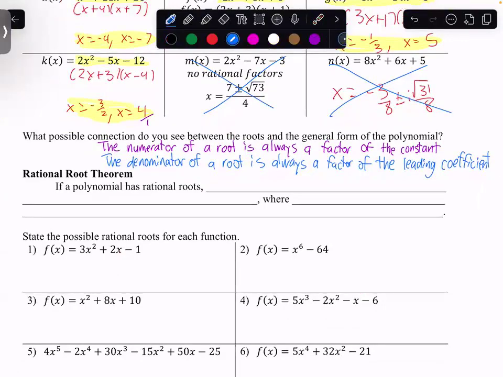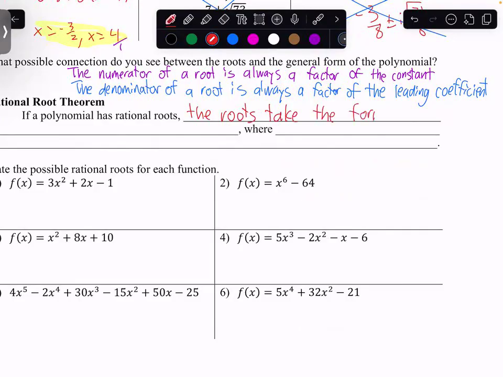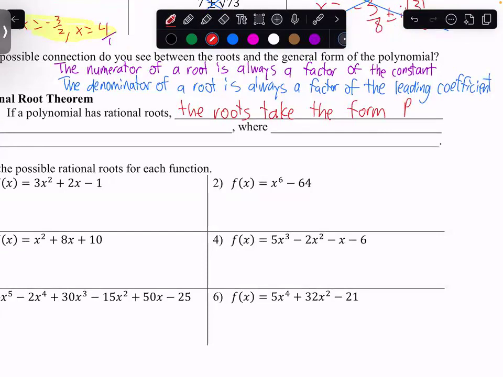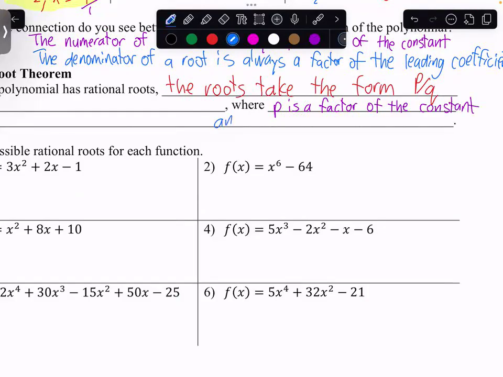All right, so let's go ahead and write the formal text of what's called the rational root theorem. If a polynomial has rational roots, the roots will take the form of the fraction p over q, where p, which again is the numerator, is a factor of the constant. And q is a factor of the leading coefficient.